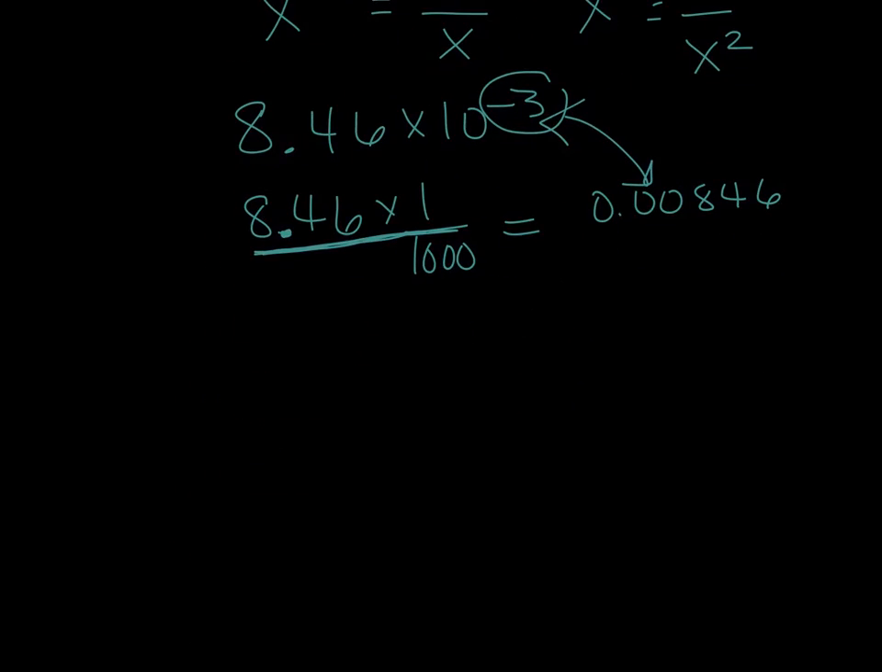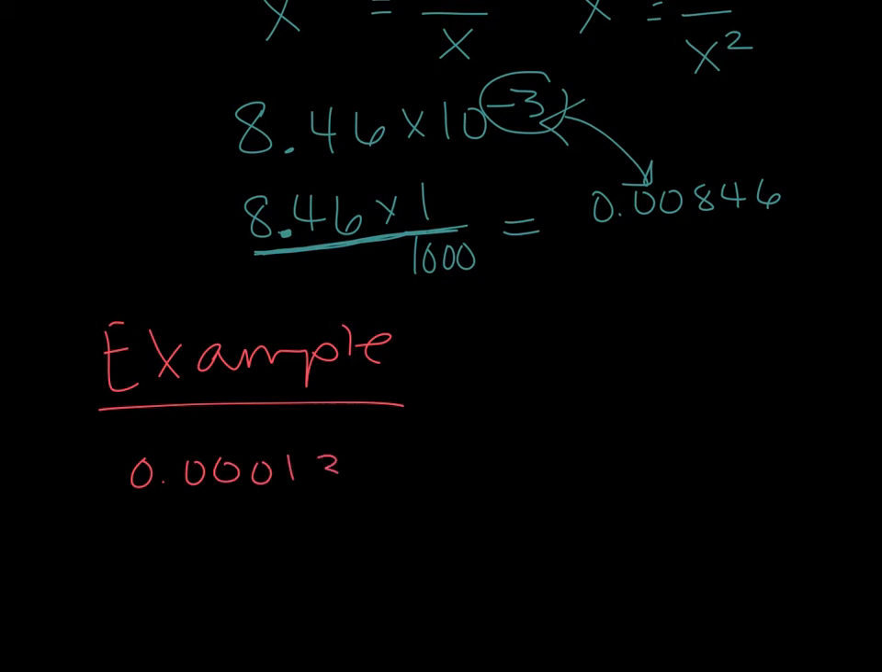So if I have 0.000138 and I want to write that in scientific notation, then I'm going to move the decimal place to where there is only one digit in front of the decimal. So I'm going to move it 1, 2, 3, 4 times. And so it's going to be 1.38 times 10 to the negative 4. And so that's the number expressed in scientific notation.